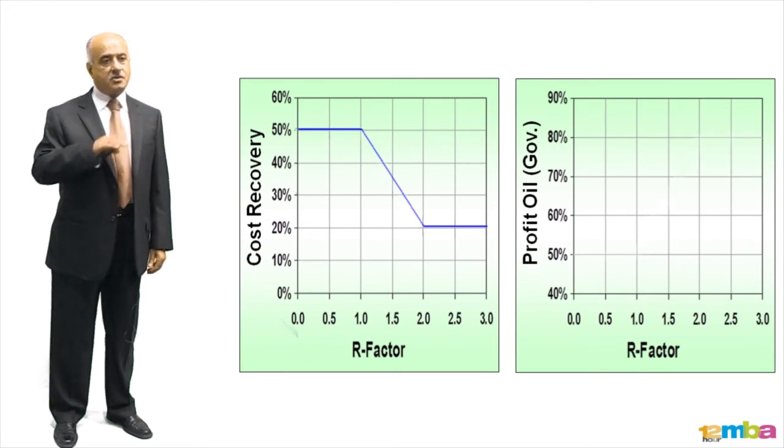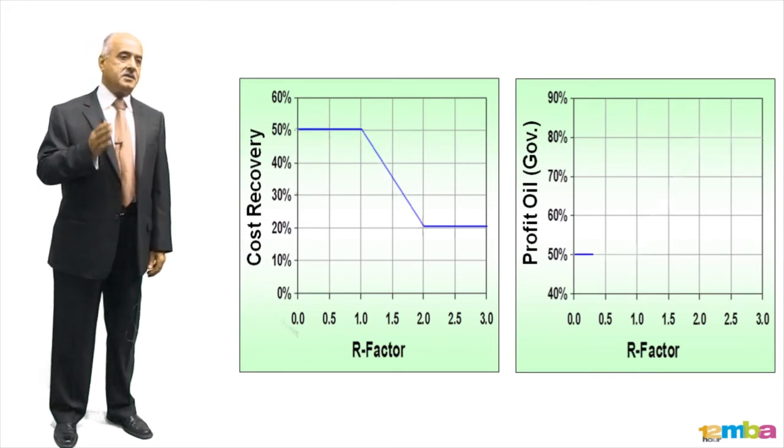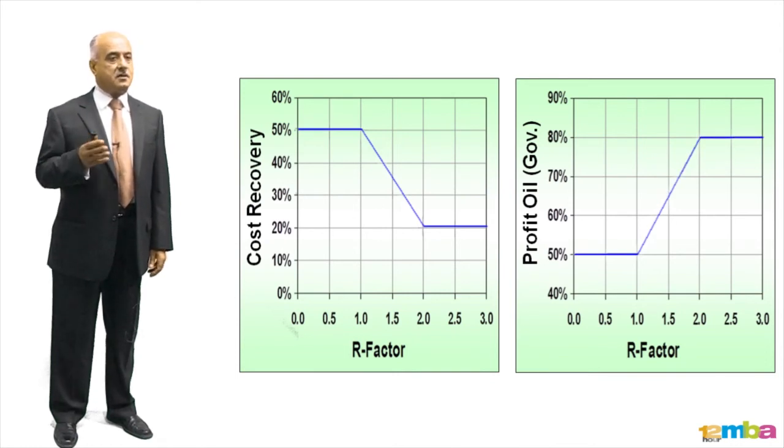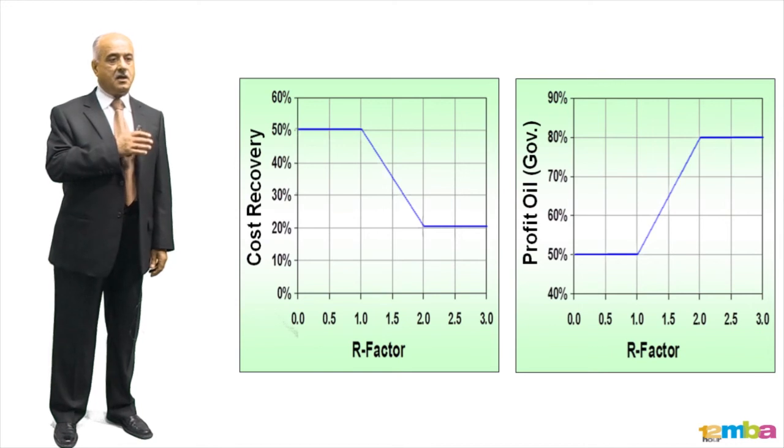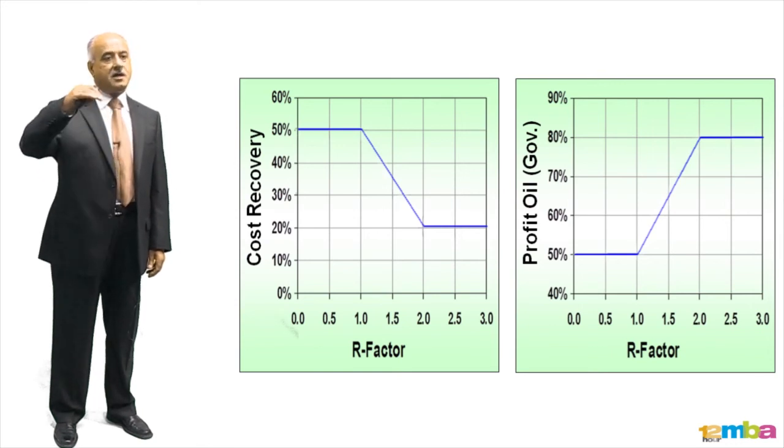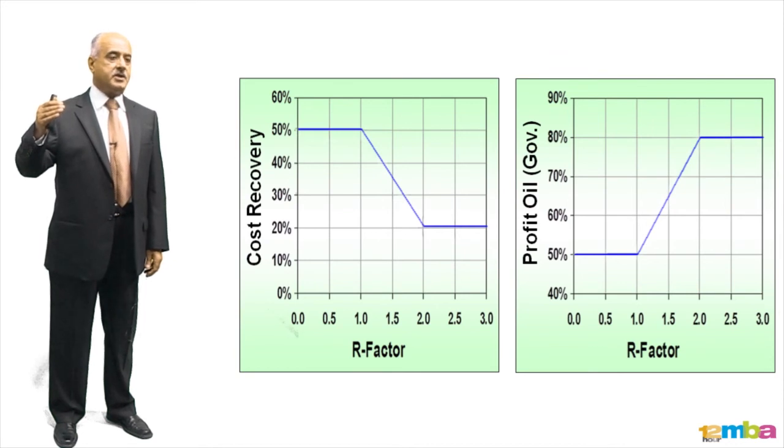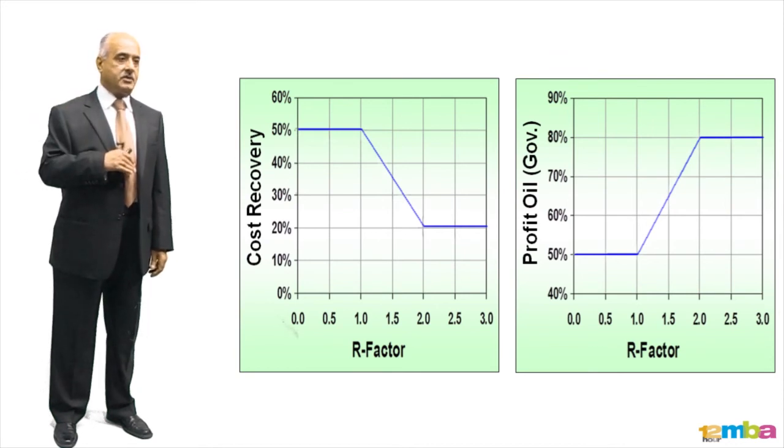Similarly, the profit oil is also linked to an S-curve. As long as the R factor of the contractor is 1 or less than 1, the profit oil split is 50%. The profit oil split of the government is 50% and 50% to the contractor. Once the contractor exceeds the R factor of 1, the profit oil share of the government increases, and the contractor share decreases proportionately, by the same percentages.